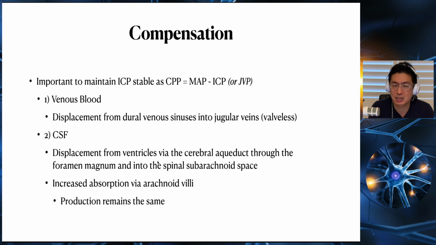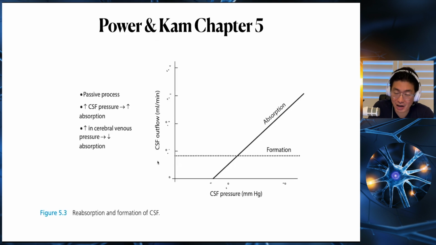So venous blood gets displaced from the dural venous sinuses into the jugular veins because they're valvulous. And the CSF, you get displacement from the ventricles via the cerebral aqueduct through the foramen magnum and into the spinal subarachnoid space. You also get increased absorption via the arachnoid villi, and your production remains the same. Now, this is where you would draw your diagram for your CSF absorption, reabsorption. And this is the diagram from Power and Cam.